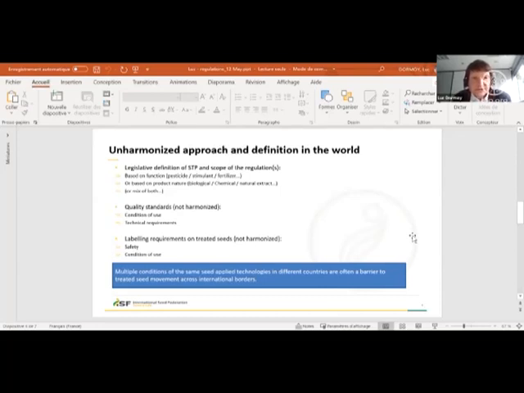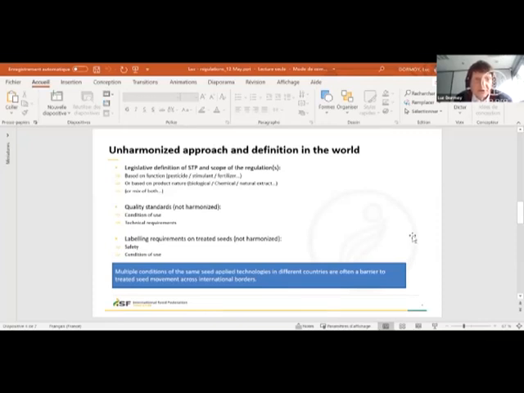Another point to take into account in the regulatory framework is that we have to face some quality standards which are not harmonized at global level, regarding mainly the condition of use of a product, for instance, the quantity of product to be applied on the seeds or by species. So the scope of the use could be different between countries. And sometimes we have to face technical requirements which are different according to countries, and which in fact limit the use of the seed applied technologies and the movement of the seeds treated by these technologies. Another limiting factor or unharmonized approach from a regulatory point of view is the labeling approach of the treated seeds.